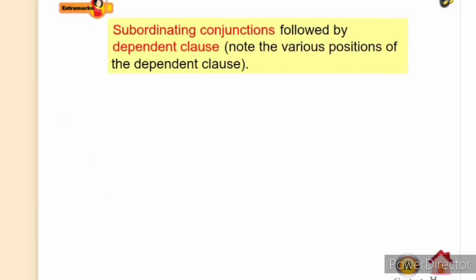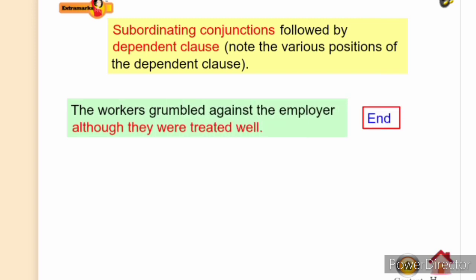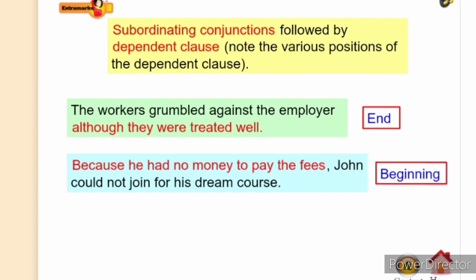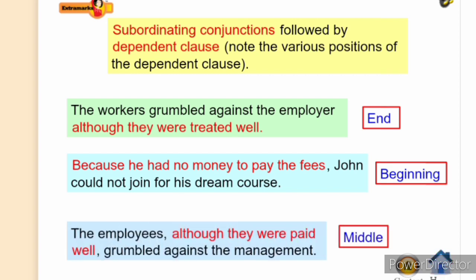Here are some examples of the subordinating conjunction followed by a dependent clause. Please note the various positions of the dependent clause. Here are some examples of a dependent clause at the end, beginning, and the middle of a sentence respectively. The workers grumbled against the employer, although they were treated well. Because he had no money to pay the fees, John could not join his dream course. The employees, although they were paid well, grumbled against the management.